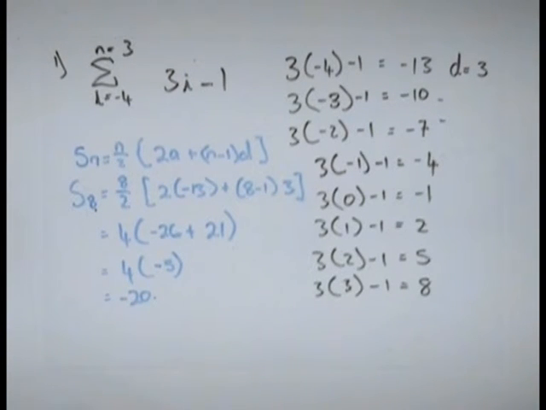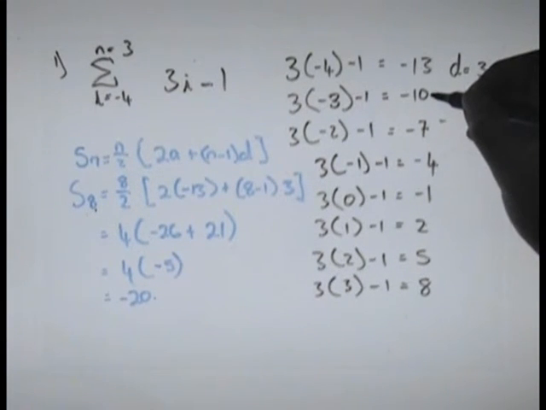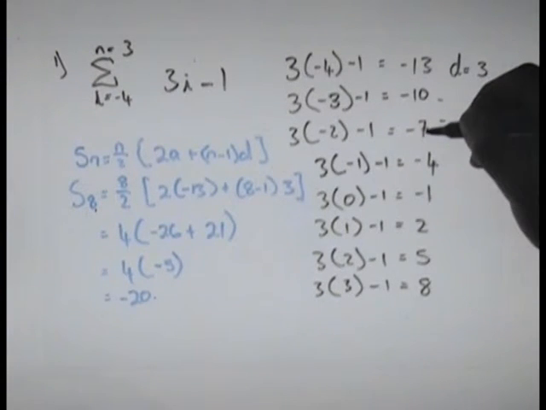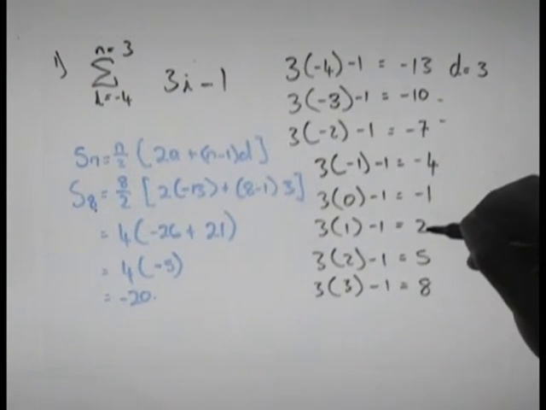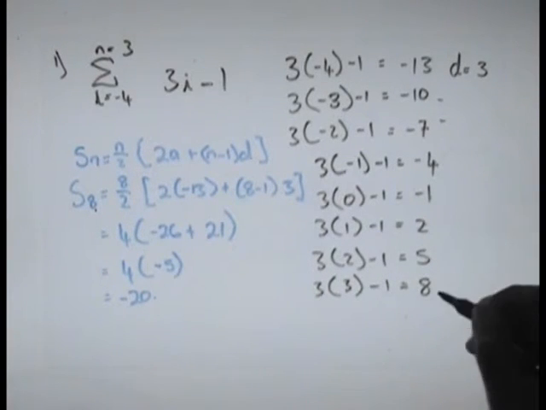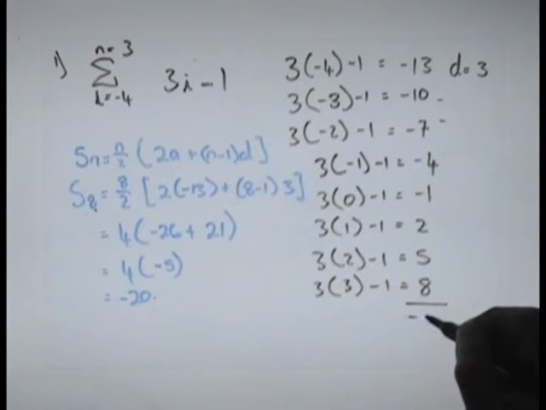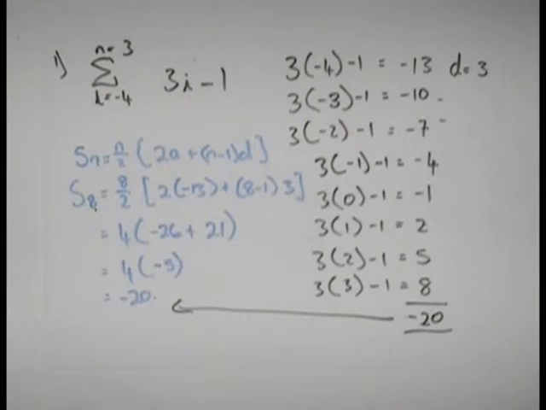Let us look at what the sum of them are. Negative 13 minus 10 is going to give us negative 23, negative 30, negative 34, negative 35, plus 2 is going to give me negative 33, plus 5 is going to give me negative 28, plus 8 is going to give me negative 20, which is the same answer that I got over there.